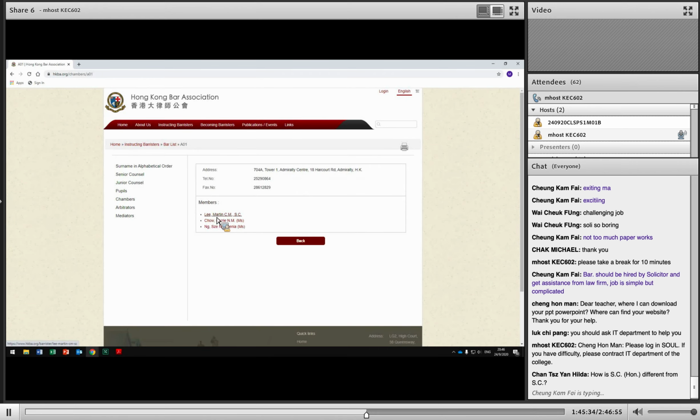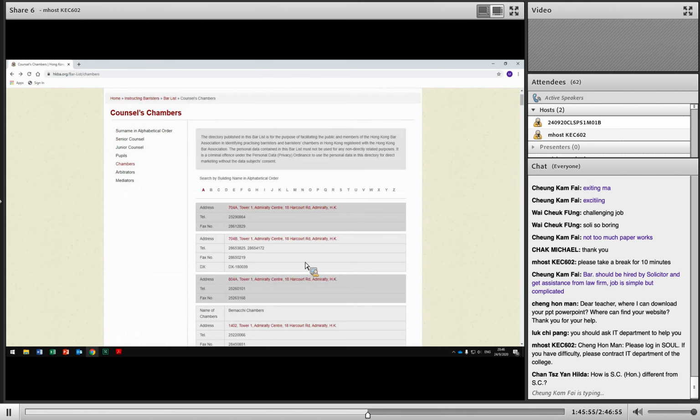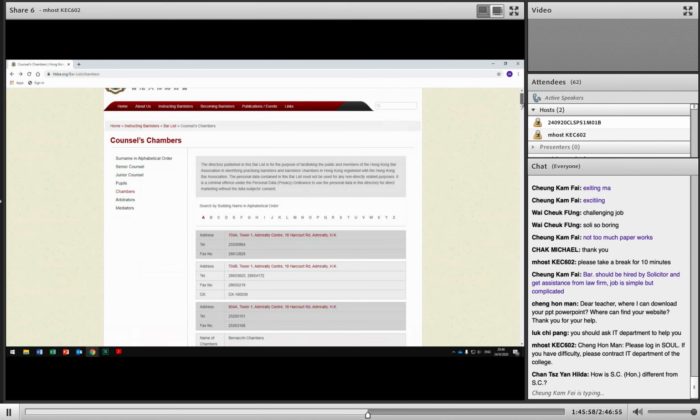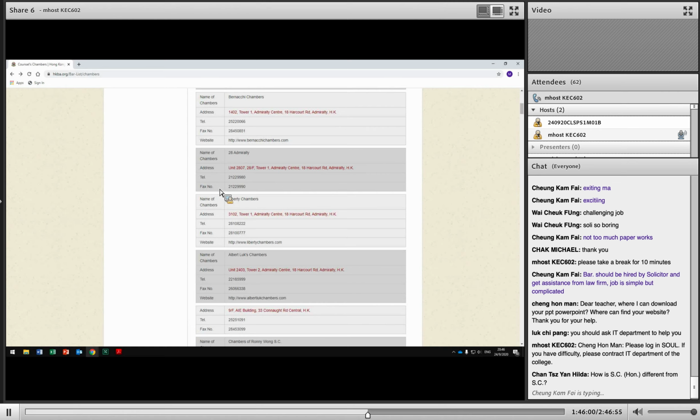This one is very small, the chamber of Martin Lee. Why? Because he complained that he was always disturbed by reporters. Sometimes people from TVB or ATV would come to his chamber to interview him. It may be disturbing to other chambermates. So that is the reason why he worked in a very small chamber. Some may be quite big. For example, this one, Liberty Chamber.